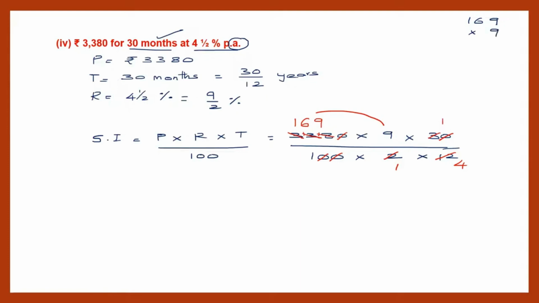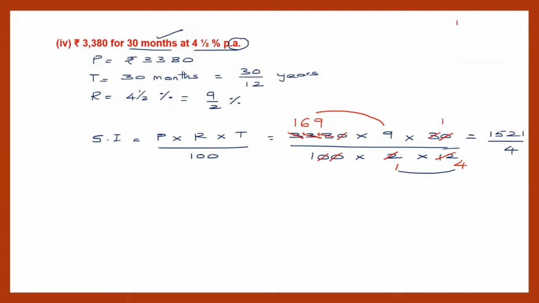Let's multiply. 9 nines are 81, carry 8. 9 sixes are 54, plus 8 is 62, carry 6. 9 ones are 9, plus 6 is 15. 1521 we have in the numerator, and in the denominator what do we have? 1 fours are 4. So now we're going to divide 1521 by 4.